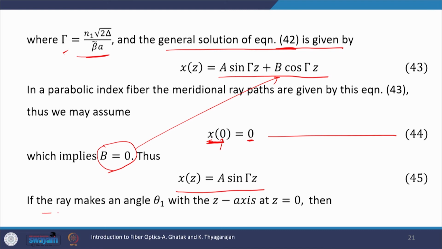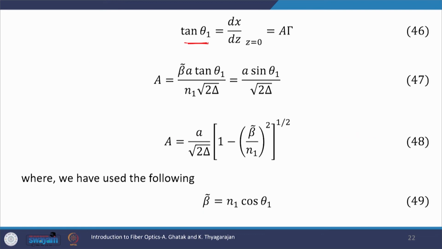Now, if the ray makes an angle theta 1 with the z axis at z equal to 0, then tan theta 1 would be represented by dx by dz at z equal to 0. This is the ray which is going, this is our z direction, this is our x direction, and if this angle is theta 1, then tan theta 1 is equal to dx by dz. This would be your dx, this would be your dz, and this is at z equal to 0.